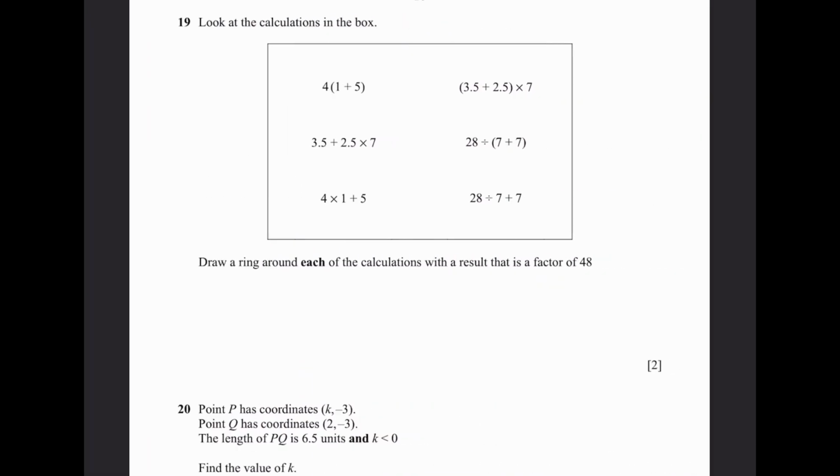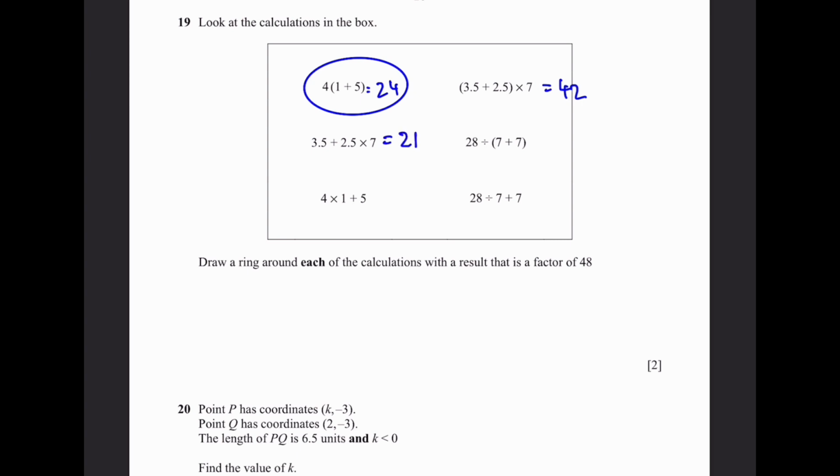Question 19. Look at the calculations in the box. Draw a circle around each of the calculations which will result in a factor of 48. This one's going to be 24, because 4 into 6 is 24, and because 24 into 2 is 48, 24 is a factor, we get this. 3.5 plus 2.5 is 6, and multiplied by 7 we get 42. But that's not a factor of 48, so it's not correct. 3.5 plus 2.5 into 7. 2.5 into 7, we do it first. And when we do that first, we get 17.5. Add 3.5, we get 21. So this is equal to 21, but 21 is not a factor of 48.